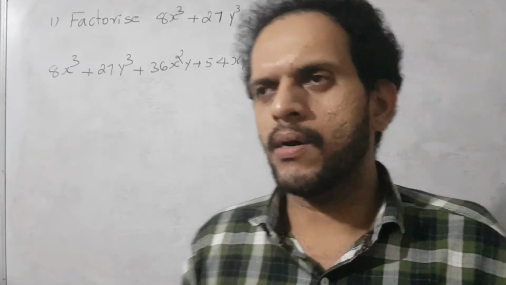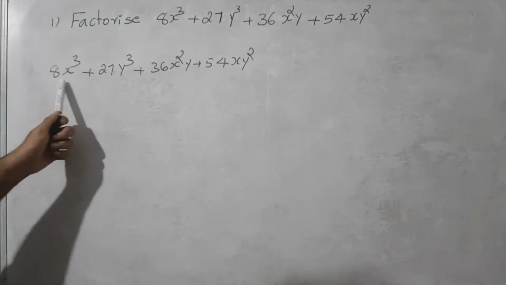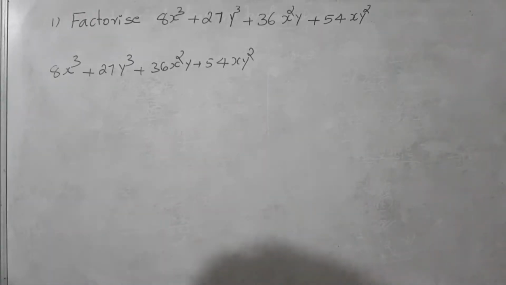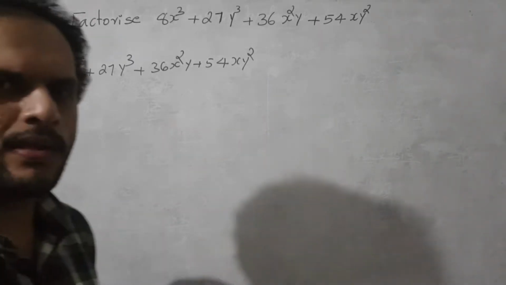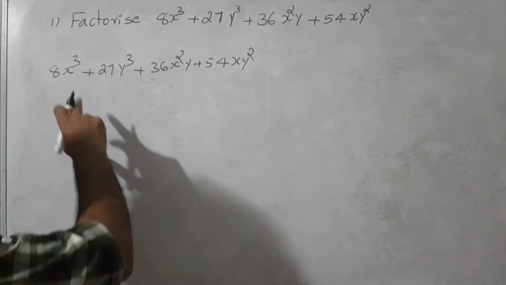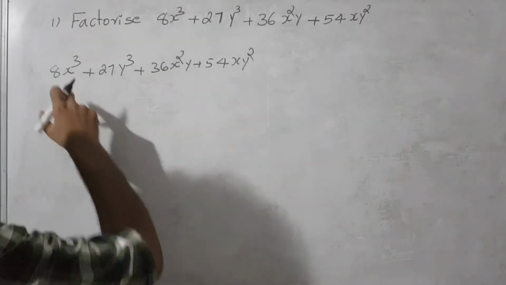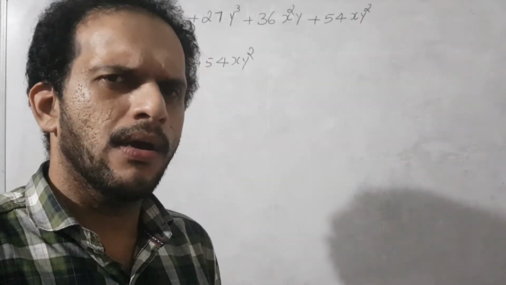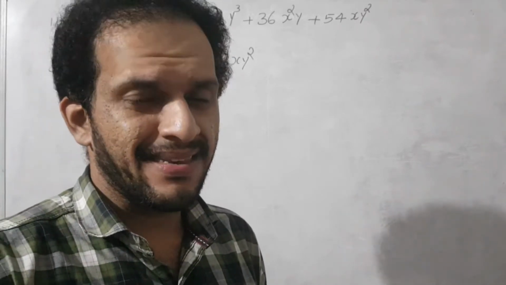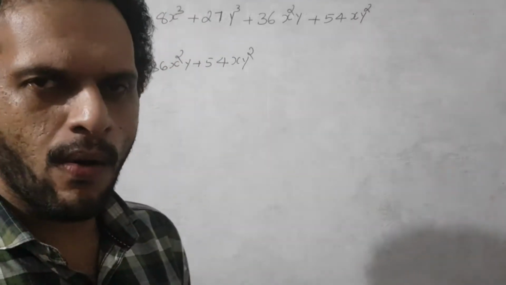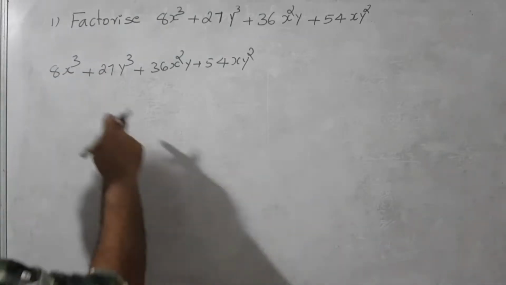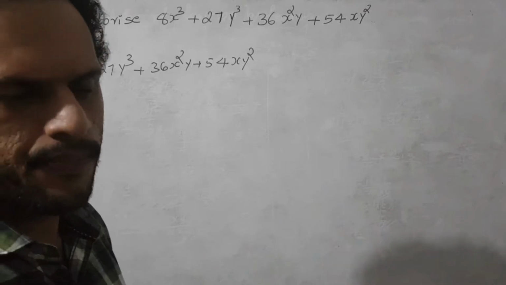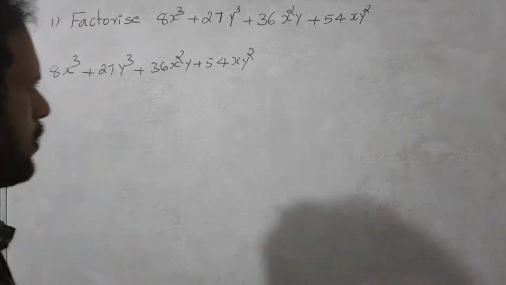So here we check it. The first two terms are in the form of cube and the next two terms contain square terms, so we need to apply the sixth or seventh identity. All the separating symbols are plus, so it is very clear we need to apply the sixth identity, that means a plus b whole cube. For that we need to convert the first two terms completely in the form of cube.